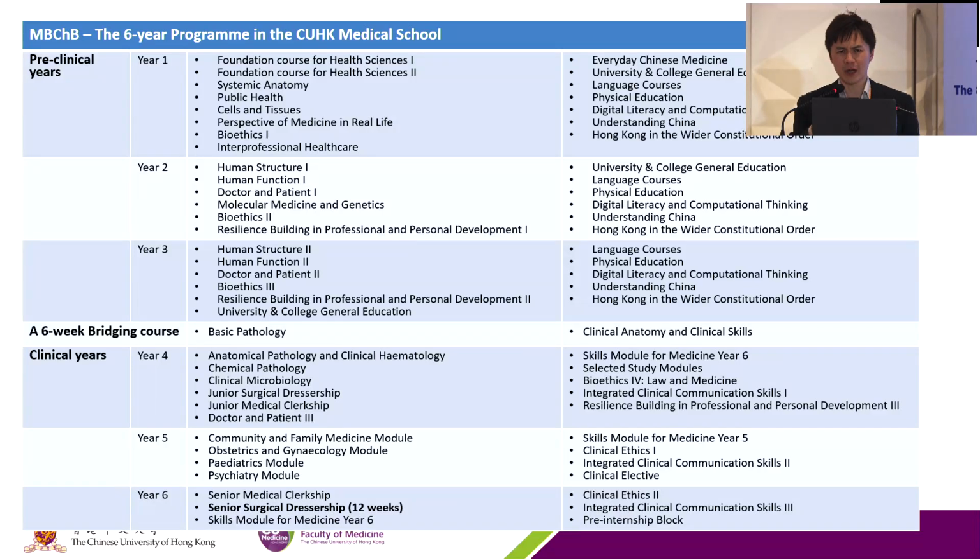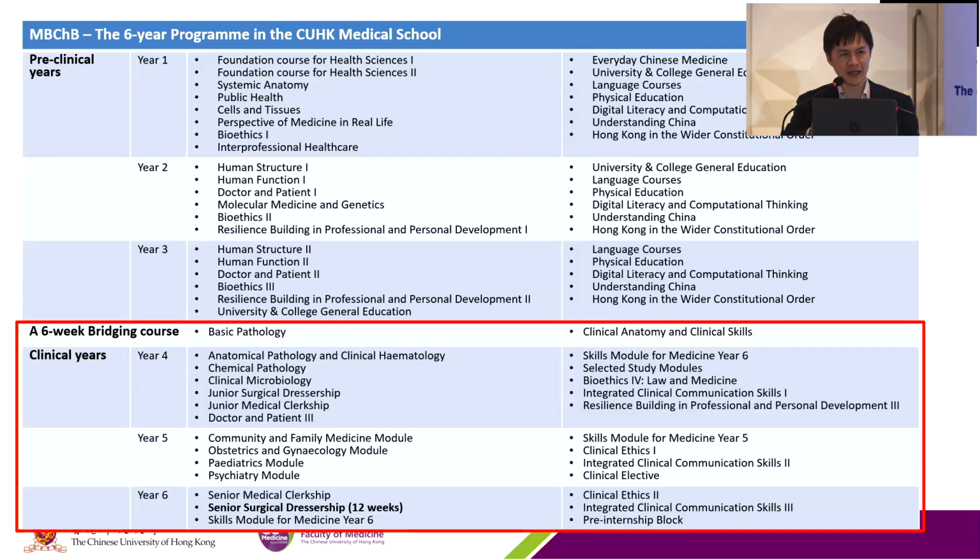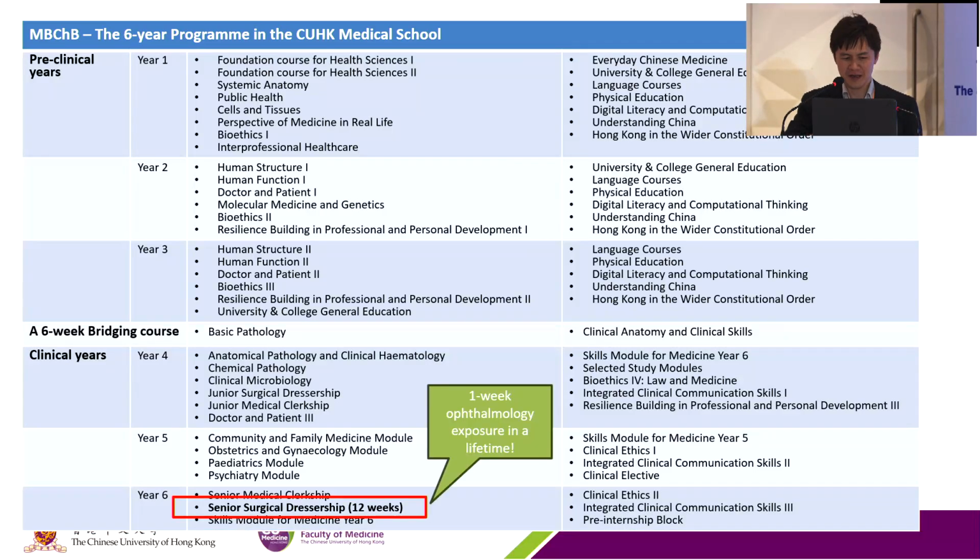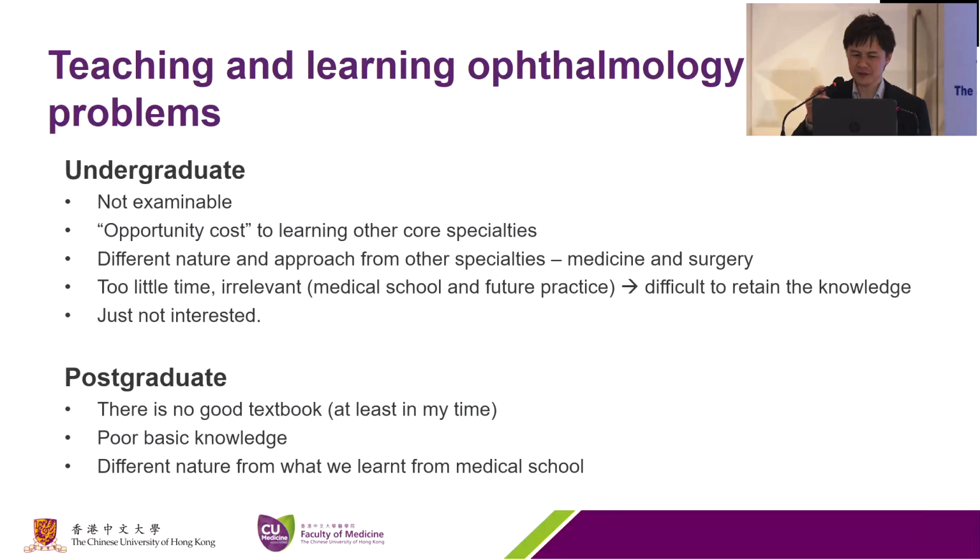Now, this is the 6-year program that we have in medical school, and I'm sure you know it's all very packed, and this is the clinical aspect. This last 3 clinical years, and ophthalmology stands here. The last year has a 12-week rotation of a senior surgical dressership or clerkship, and that was only 1 week for the whole of their life to do ophthalmology, unfortunately. So not a lot of them are very interested, and for undergraduates, it's not examinable in our faculty because we don't really want to upset the students.